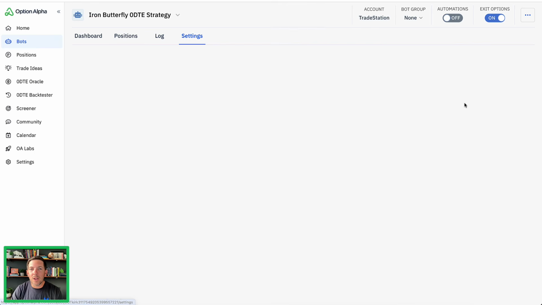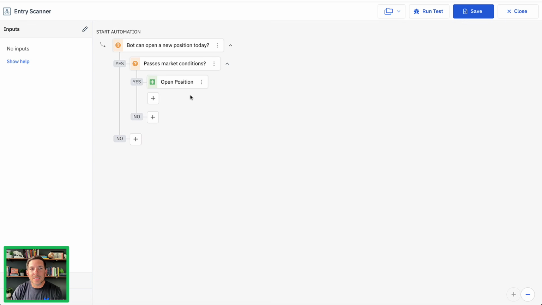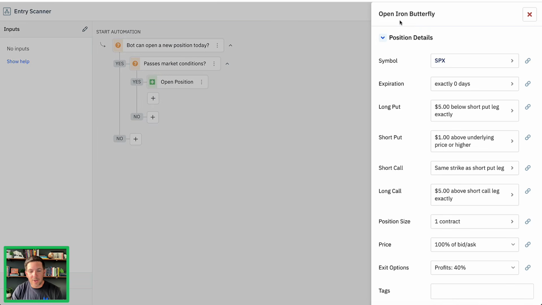Now, when you go in here, the bot is created for you based on your backtest. So it's created from the testing environment that you put it through. And then inside of your automation here, it's going to open a position that is an iron butterfly type. And you can see that's the type of position we want to open. Again, you can do this inside of any automation. You can just simply add a position here. This one was created automatically for you from the backtest, but it's basically using the exact same parameters from your backtest here.